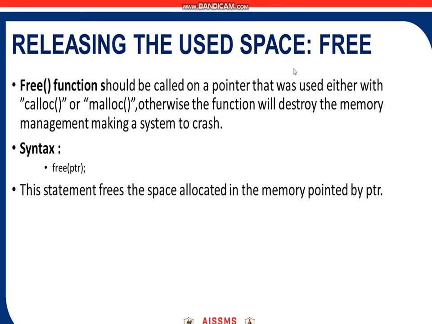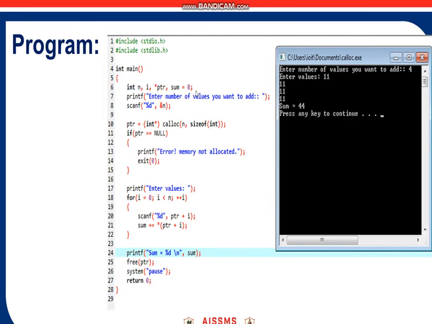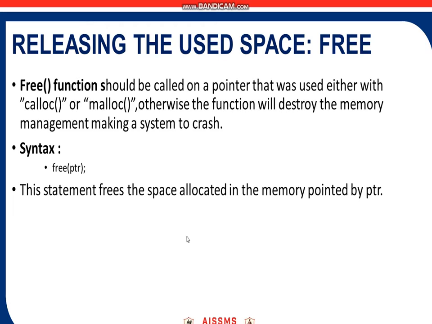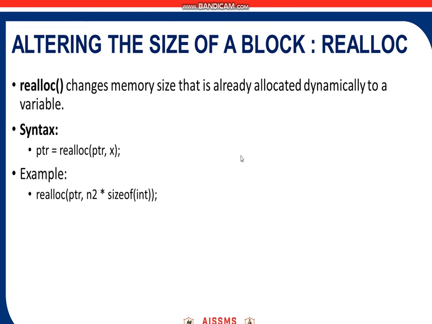Okay, next, releasing the used space. Here we use the free function, which should be used on a pointer that was used either with calloc or malloc. In the previous program you can see that whatever pointer is mentioned there is freed by the function free, so we can free that memory here also. The syntax is free(ptr). This statement frees the space allocated, the memory pointed to by ptr.